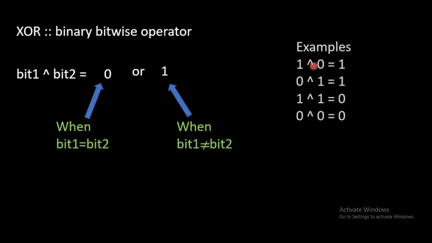Let's see the examples. In our first example, the XOR operator operates on the bits 1 and 0. We can see that the two operands are not the same, so our output will be 1. The second example is similar to the first example. In the third example, we can see that the 2 bits are the same, so our output will be 0. The fourth example is similar to the third example.